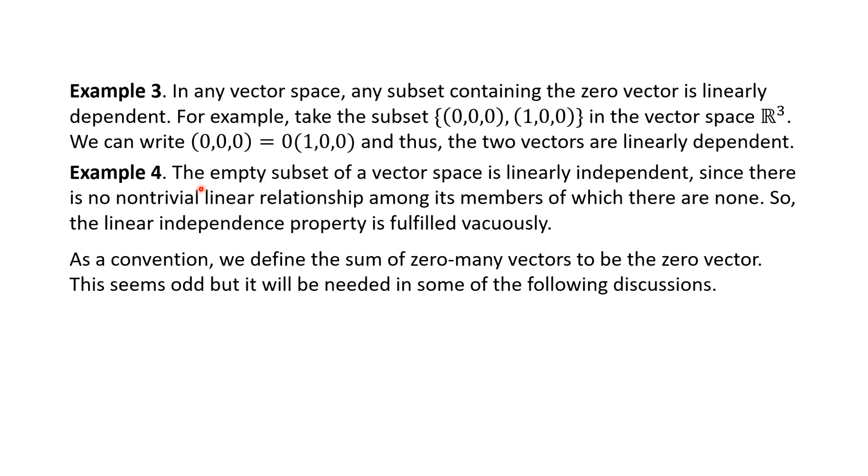And then example 4: the empty set of a vector space is linearly independent since there is no non-trivial linear relationship among its members, of which there are none. So this is what's called vacuously fulfilling a requirement. But this comes up in some proofs, so I'll just mention it here. As a convention, we define the sum of zero many vectors, in other words no vectors, to be the zero vector. This seems odd, but will be needed in some of the following discussions. So you may want to just take note of this unusual convention.